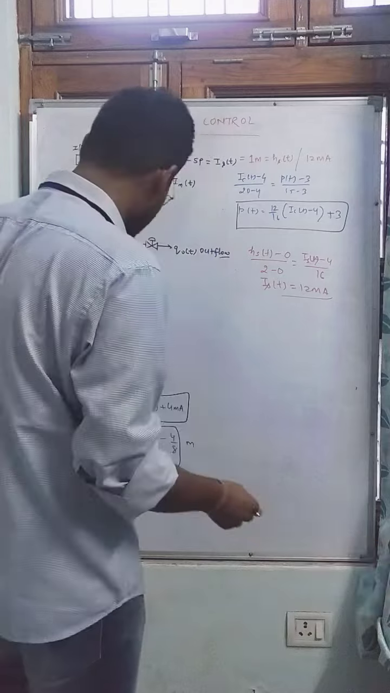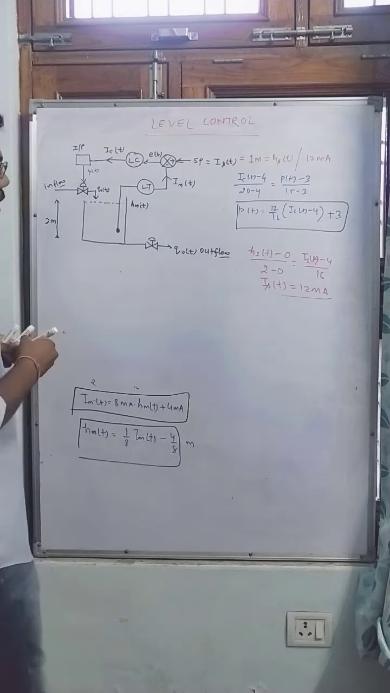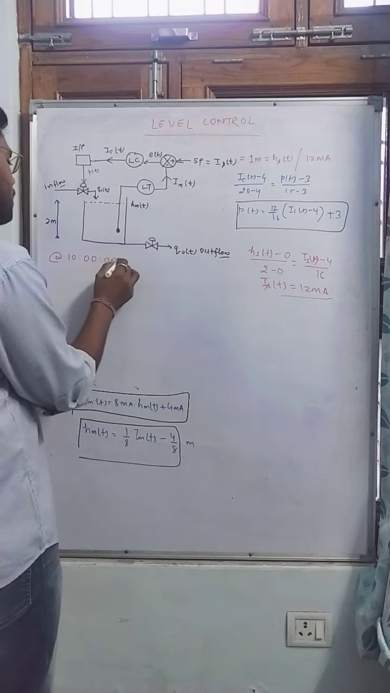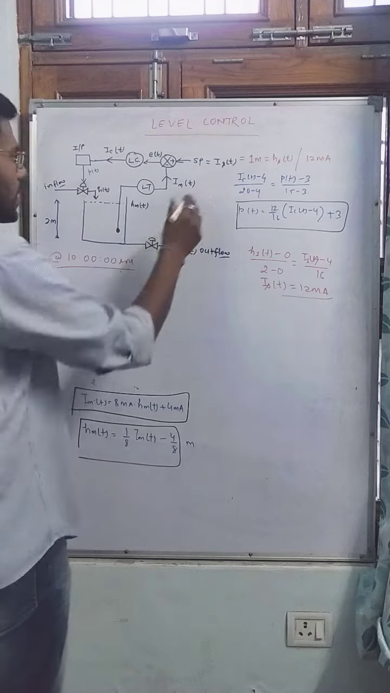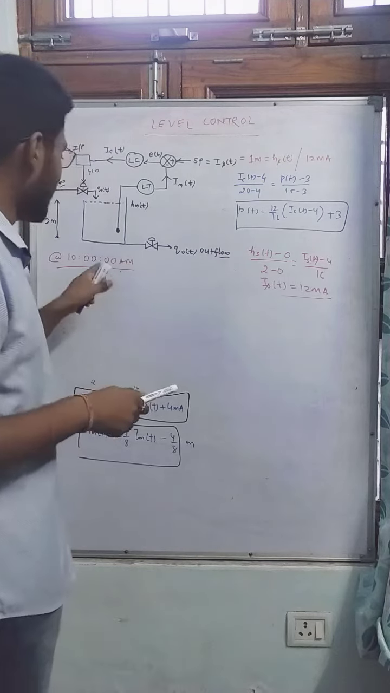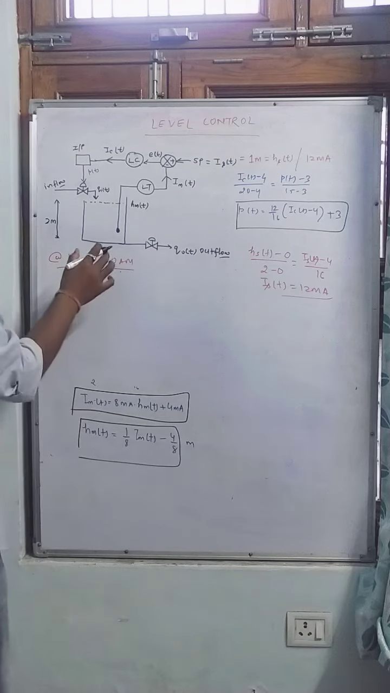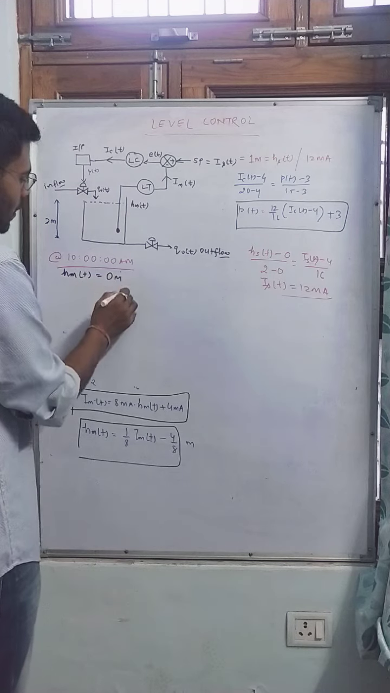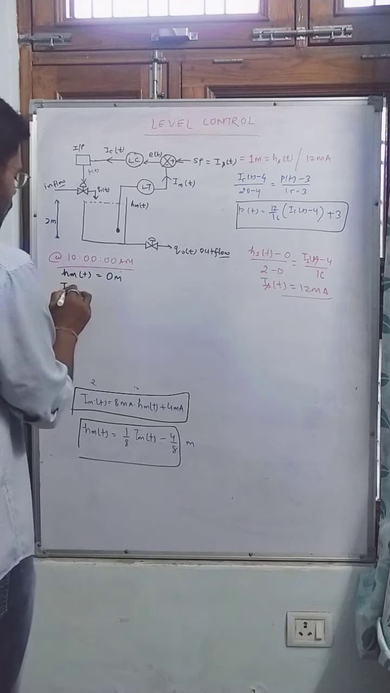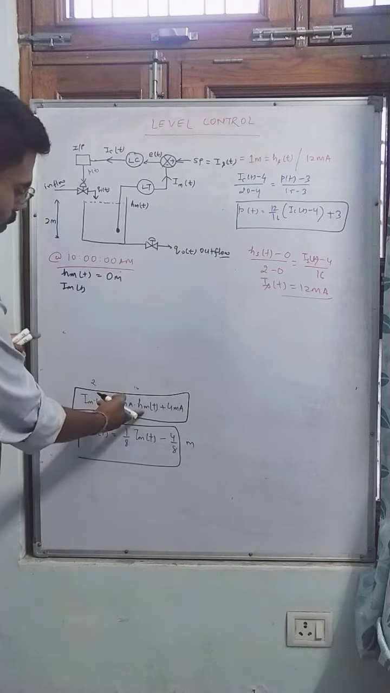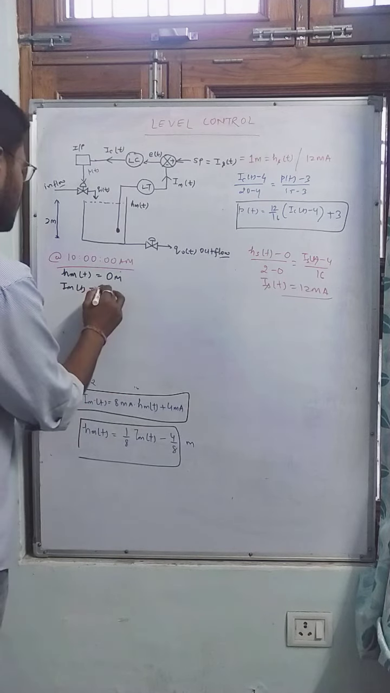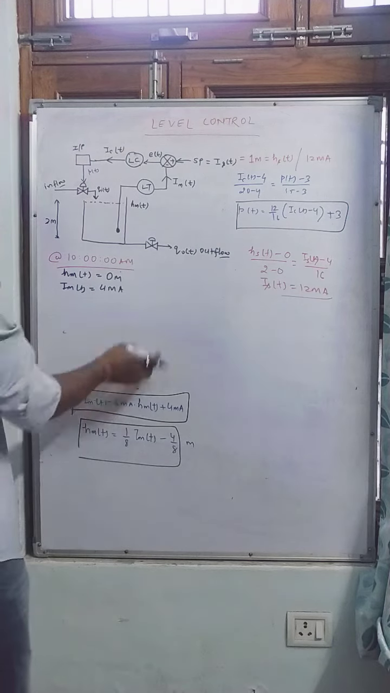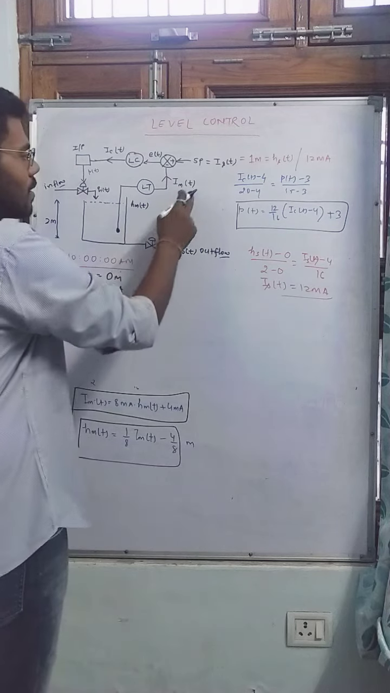Now, what happened? At 10 a.m. the set point has been decided, and now at 10 a.m. we are starting the process. Initially the tank is empty, that means HMT is nothing but 0 meters. In that case, what will be the IMT? Put HMT equal to 0: 8 into 0 plus 4, that is 4 milliampere. Yes or no? So IMT is 4 milliampere.